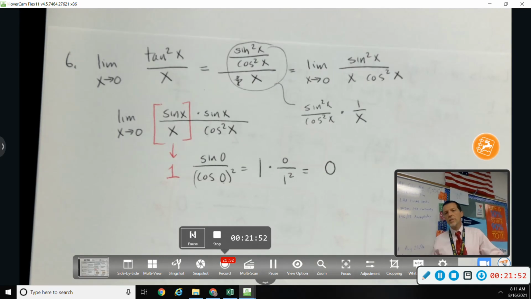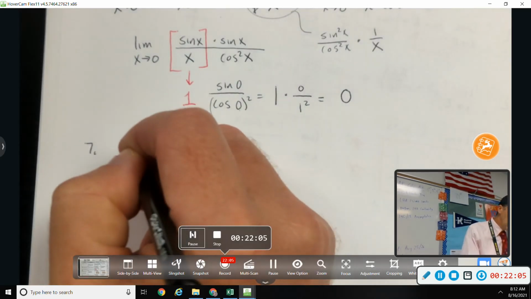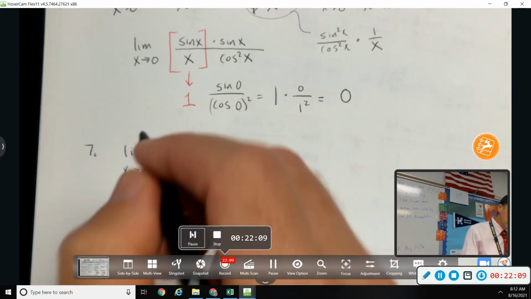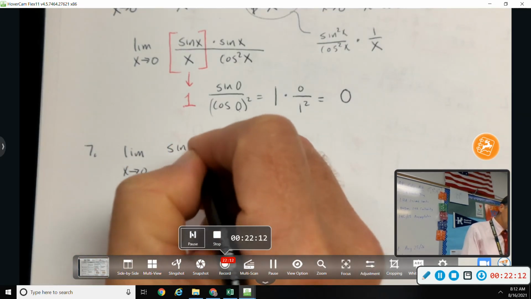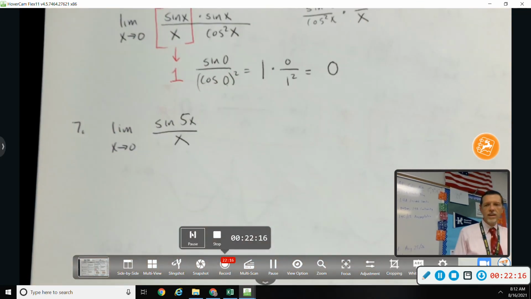1 times 0 over 1. Remember, it's okay to have 0 in the top. If you have 0 in the bottom, something's wrong. So we're okay with this answer. All right, last one. Limit as x approaches 0, sine of 5x over x. Well, you can plug in 0 and you get 0 over 0, so that doesn't really work.